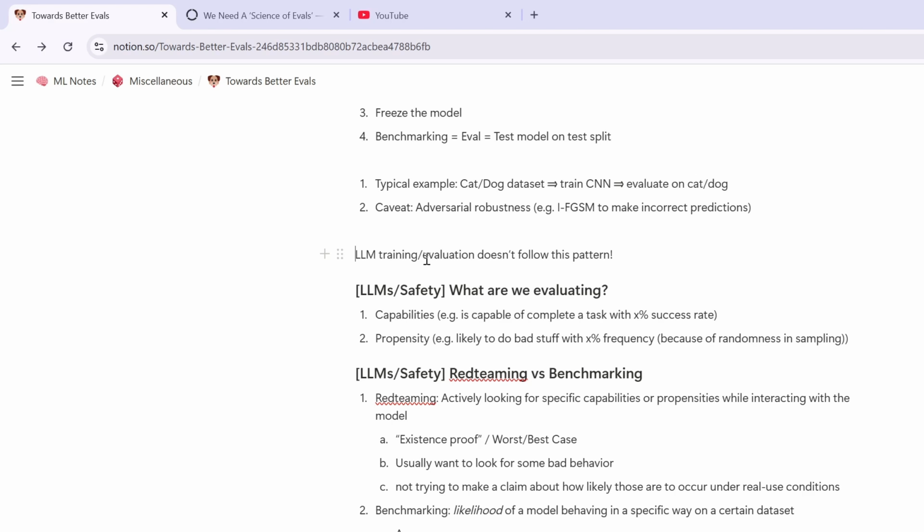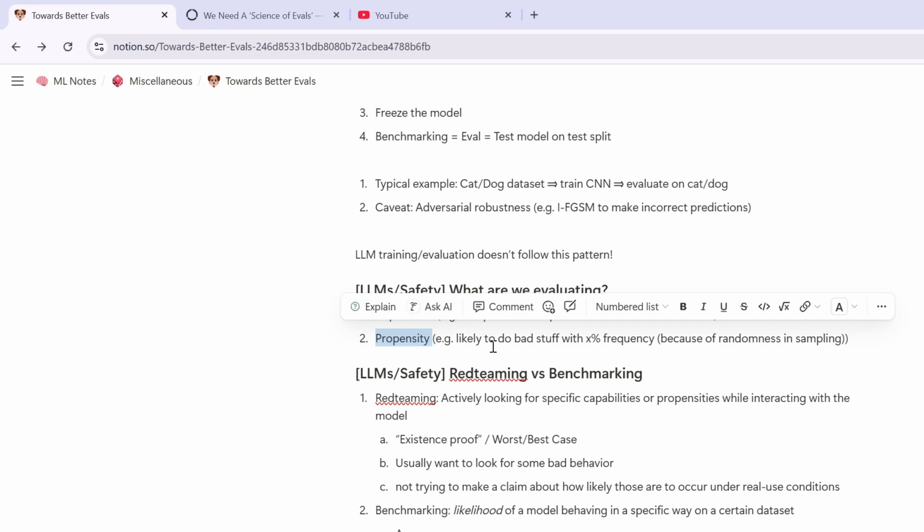In the context of large language models and safety, we're usually evaluating along two different axes, one of which is capabilities, and the other of which is propensity. Capability research can largely be thought of as whether or not some large language model is capable of completing a task. For example, maybe I'm evaluating on a math dataset, and I want to see that my model is capable of answering the questions maybe 10% of the time. In contrast, propensity is how likely the large language model is to do something.